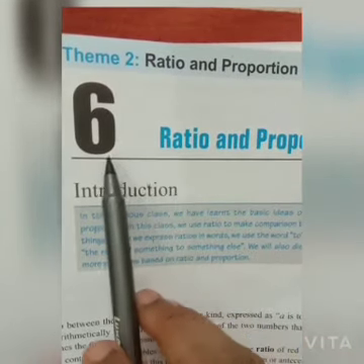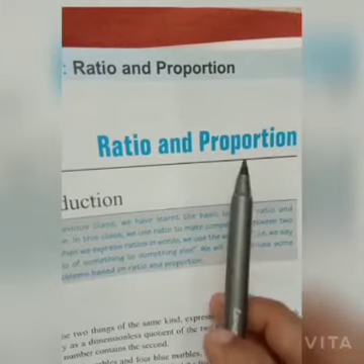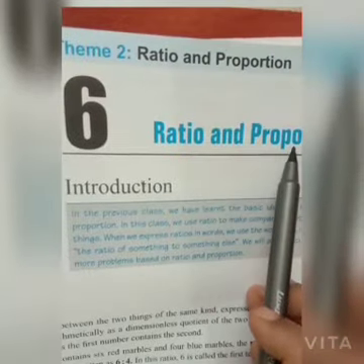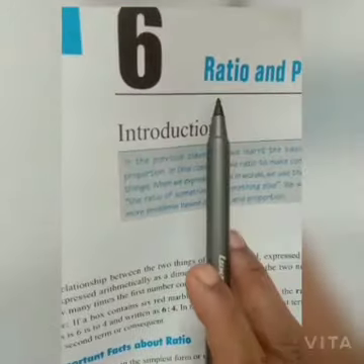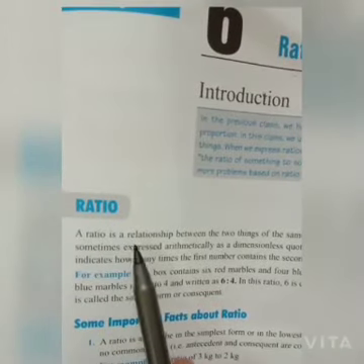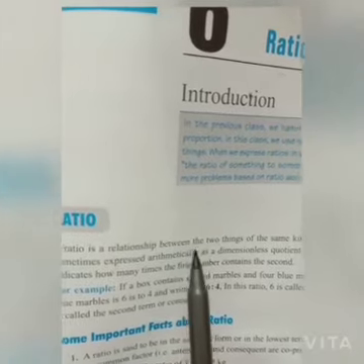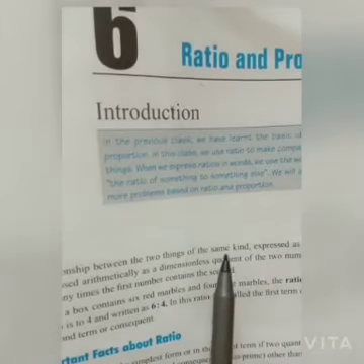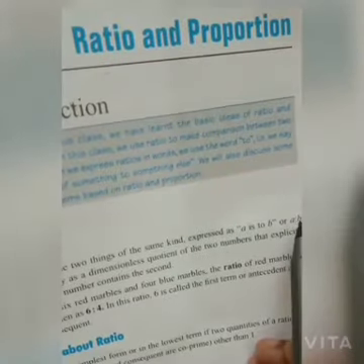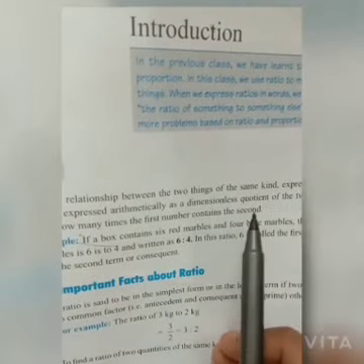Next chapter, sixth: ratio and proportion. Today we will discuss what a ratio is. A ratio is a relationship between two things of the same kind. It tells how many times the first number contains the second.